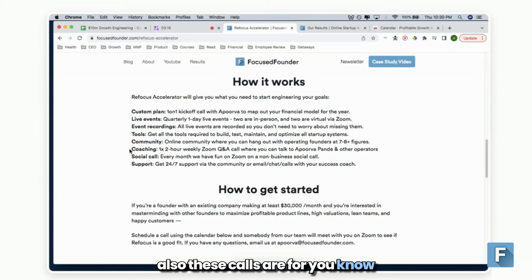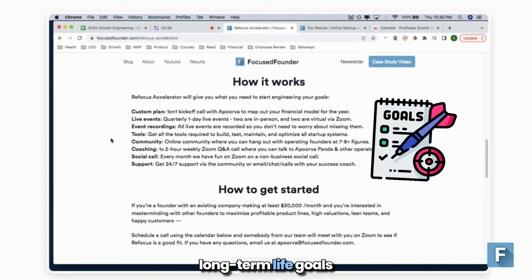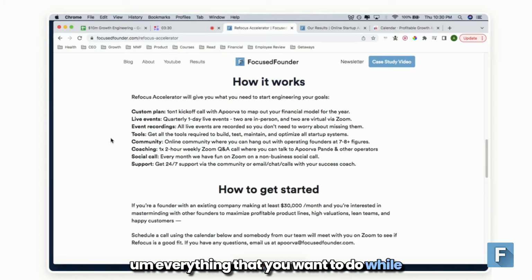And also these calls are for everything outside of business too. A lot of the times what's stopping you from scaling is stuff in your personal life. And so we want to make sure we can align that with your business goals, your long-term life goals, everything that you want to do while you're on this planet.